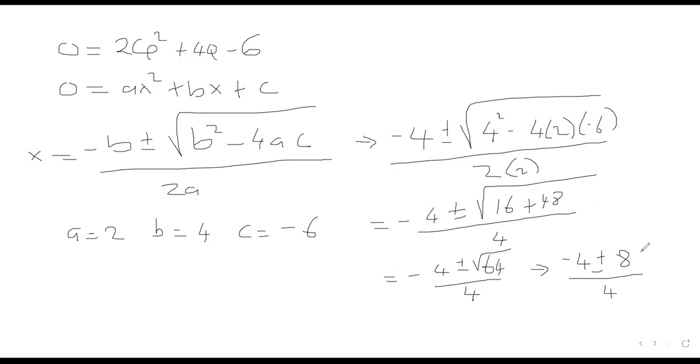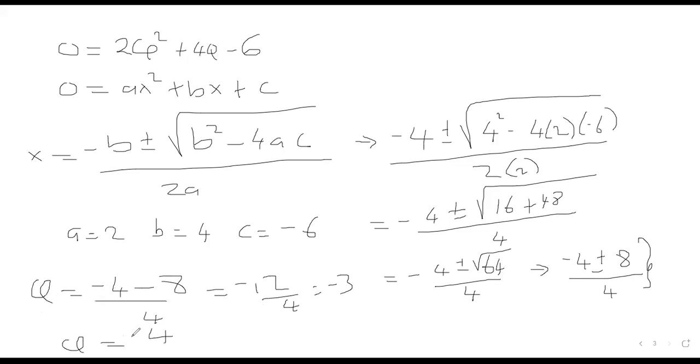So negative 4 plus or minus 8 divided by what? The 4. So whenever you have a quadratic equation, you have two answers. So it's either Q is equal to negative 4 minus 8 over 4, which is negative 12 over 4, negative what? Negative 3. Or the other could be negative 4 plus 8 over 4, so simply 4 over 4, to be positive 1. But when you're dealing with quantities, you can't pick a negative quantity, you pick a positive quantity. So if this was our total revenue, the quantity that maximizes would be 1 unit, not negative 3.